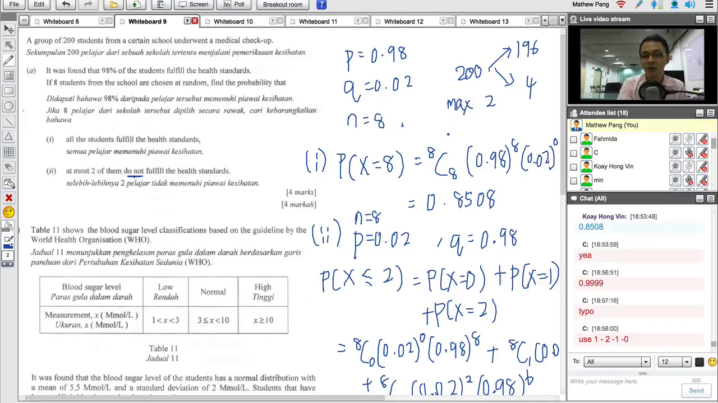It means the students who fulfill will be 198, 199, and 200. Because maximum 2 students do not fulfill, I got 198. Then maybe I can have 1 student not fulfill, it's 199. Maybe I can have 0 students not fulfill, it's 200. So in this case, you have to use n equals 200 to solve it.